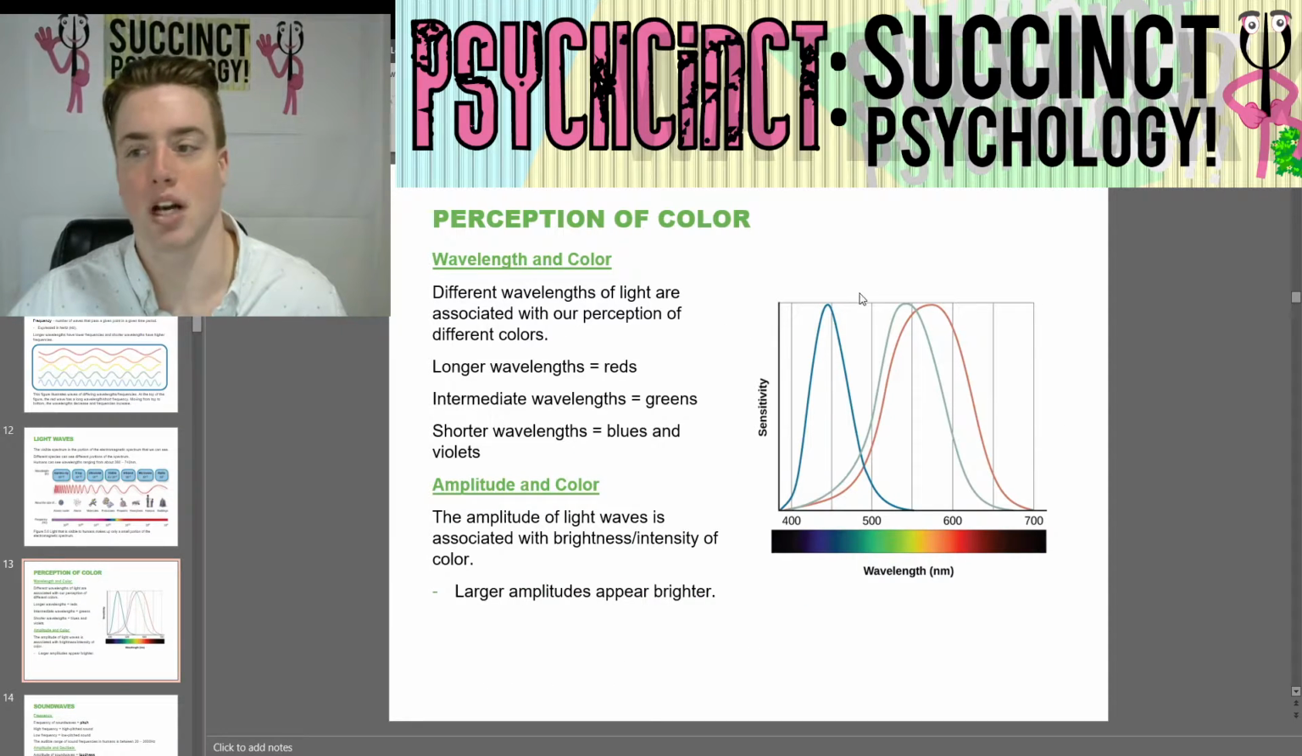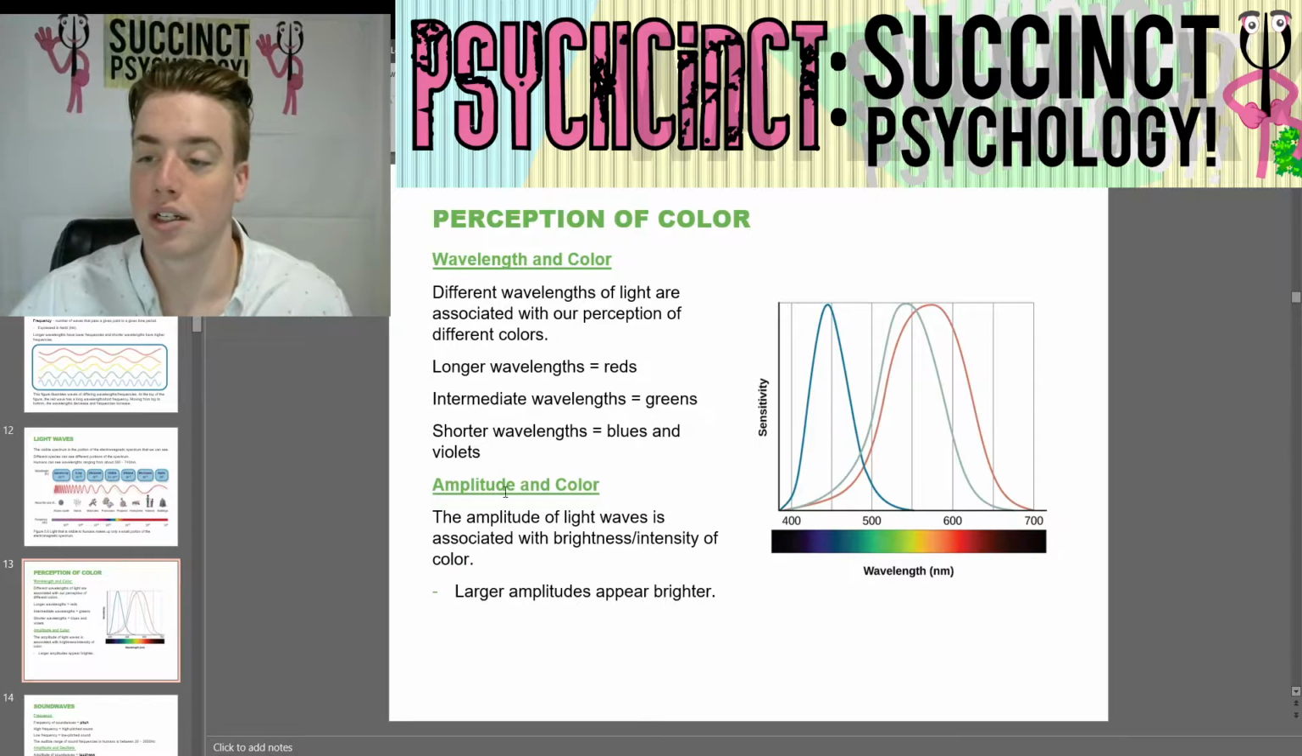Perception of color: wavelength and color. Different wavelengths of light are associated with our perception of different colors. Longer wavelengths are reds, intermediate wavelengths are greens, and shorter wavelengths are blues and violets. The amplitude of light waves is associated with brightness or intensity of color, so larger amplitudes appear brighter.